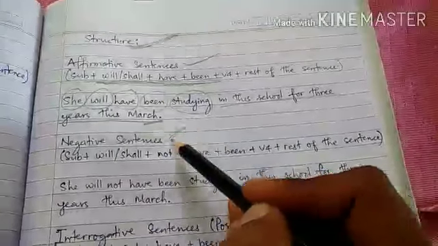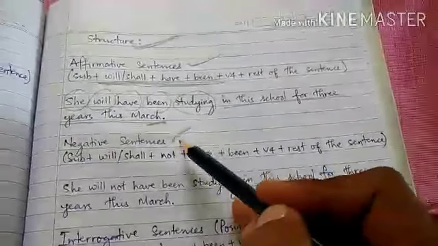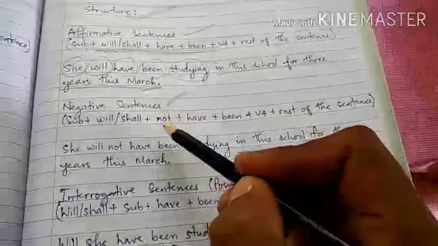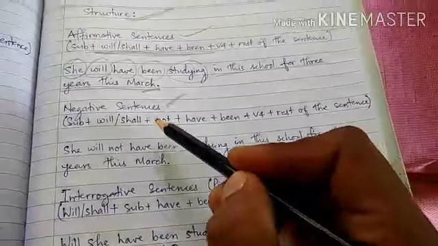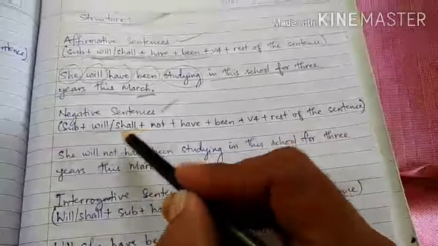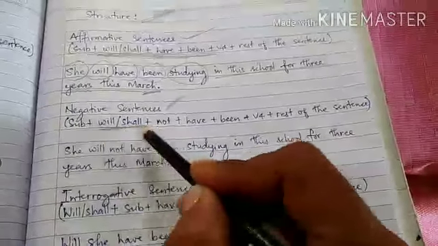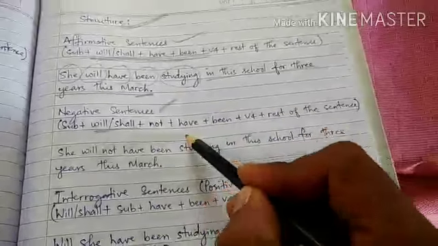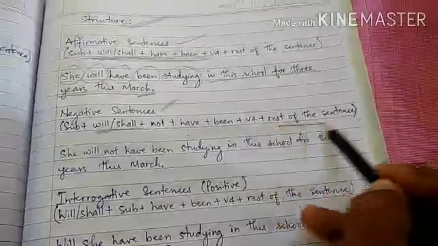Now negative sentences. Negative sentences means sentences having no or not. So here we will put not just after the main helping verbs of the future tense, that is will or shall. Subject plus will or shall plus not plus have plus been plus verb plus ing plus rest of the sentence.